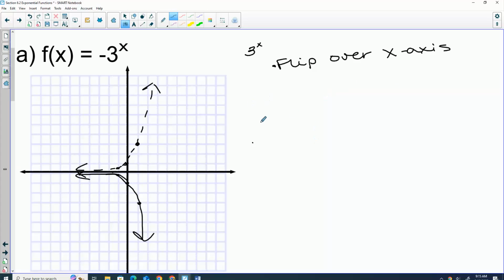Can you tell me what the domain of that function is? What is the range of that function?